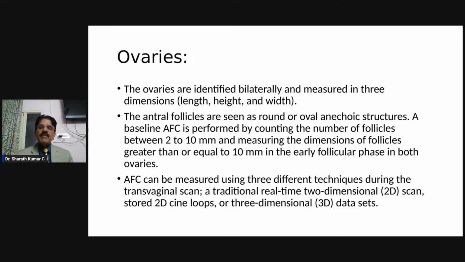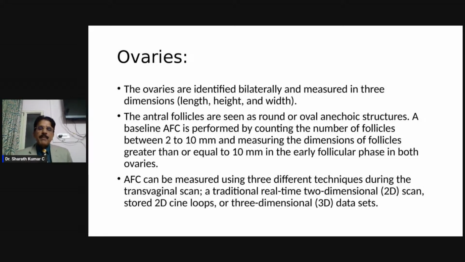The antral follicles are seen as round or oval anechoic structures. A baseline antral follicular count is performed by counting the number of follicles between 2 to 10 mm and measuring the dimensions of follicles greater than or equal to 10 mm in the early follicular phase in both ovaries.